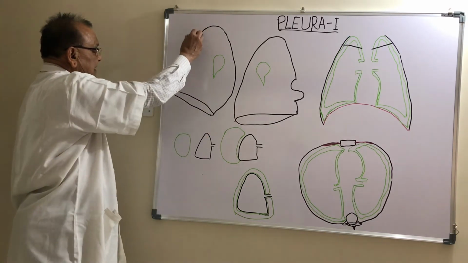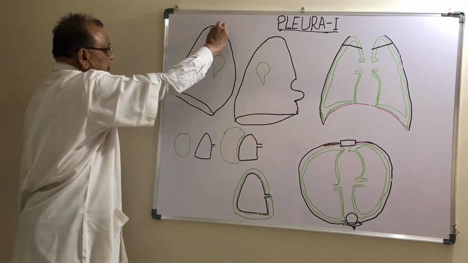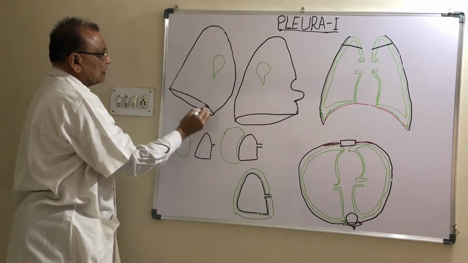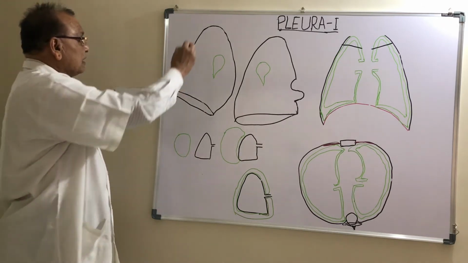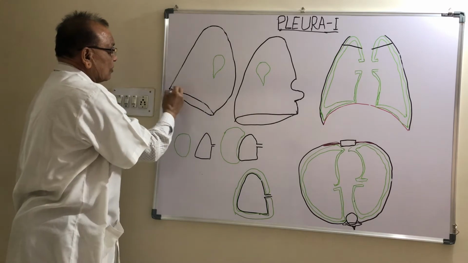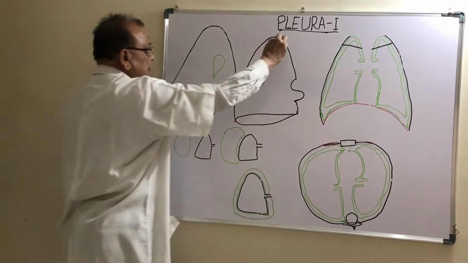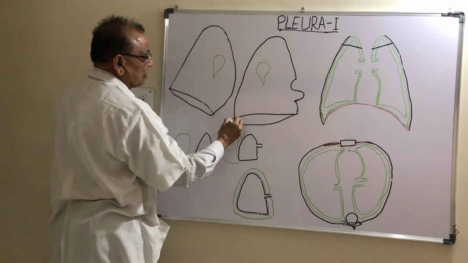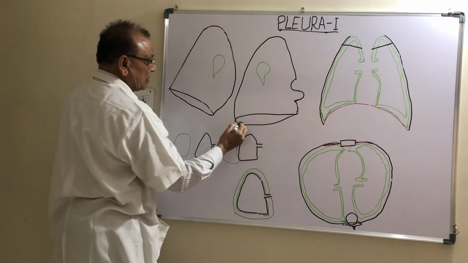Now the lung has three borders. This is the anterior border, this is the posterior border, and this is the inferior border. In the left lung, this is the anterior border of the left lung, this is the posterior border, and this is the inferior border of the left lung.